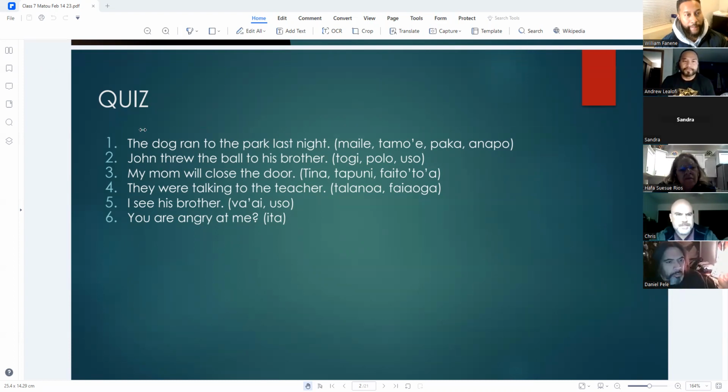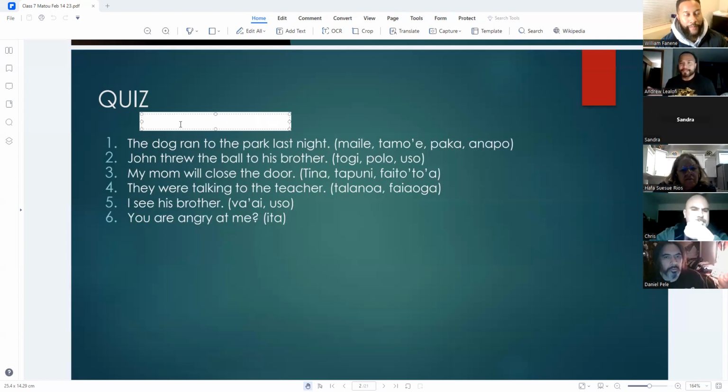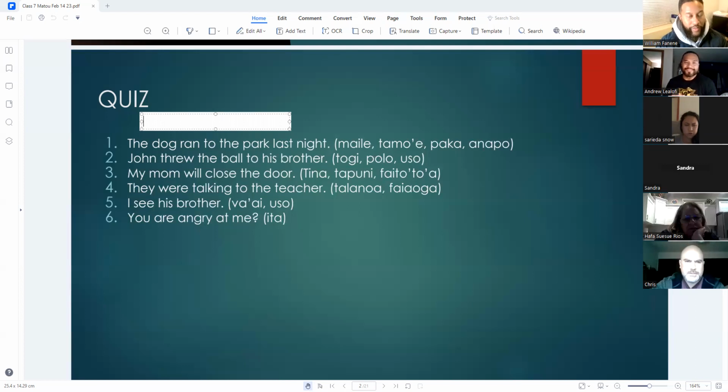Oh, I'm sorry. How would you write it in English for the Samoan side? Just like our uncles, how would Uncle say this when he just flew here on TWA? Ran the dog to the park last night. Exactly. Yeah, so that's it. Ran the dog to the park last night. So that's it right there.